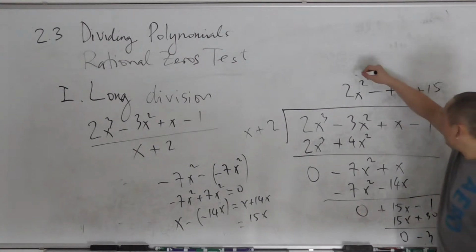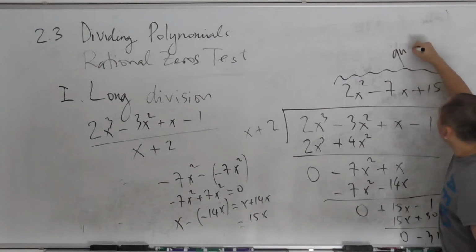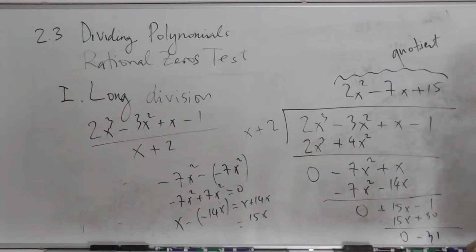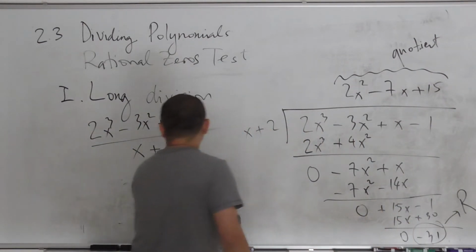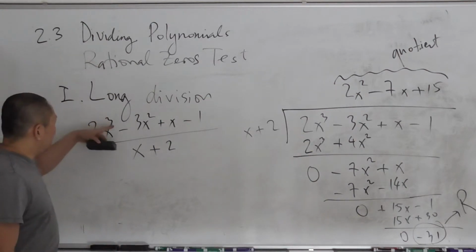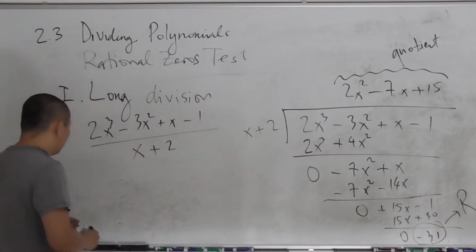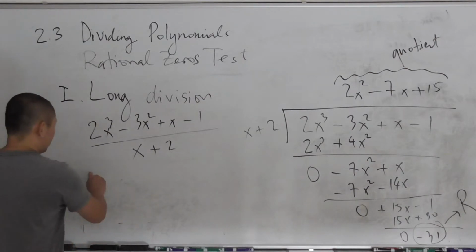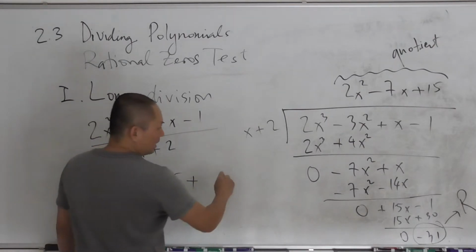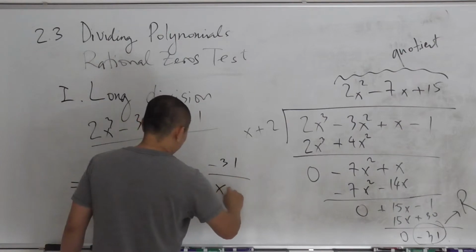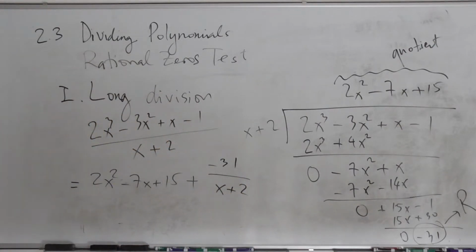Okay, so the whole thing right here is the quotient. Of course this is the divisor, this is the dividend, and the remainder is negative 31. So, how do people represent the answer? I say it this way: 2x cubed minus 3x squared plus x minus 1 over x plus 2 will be equal to 2x squared minus 7x plus 15, and then plus negative 31 over x plus 2.